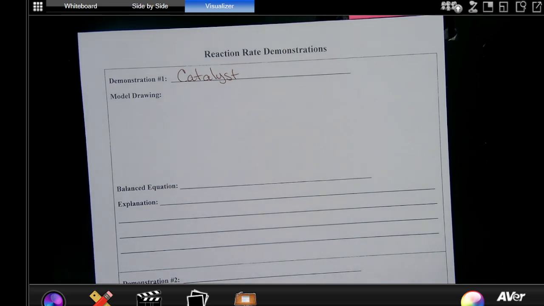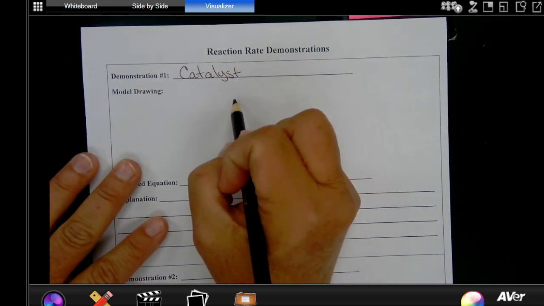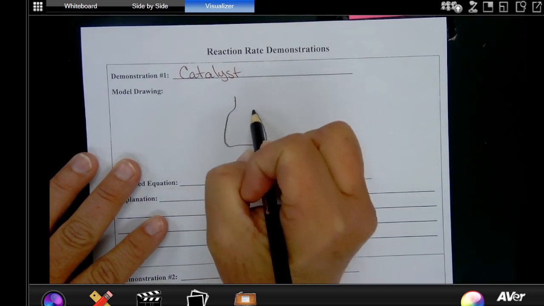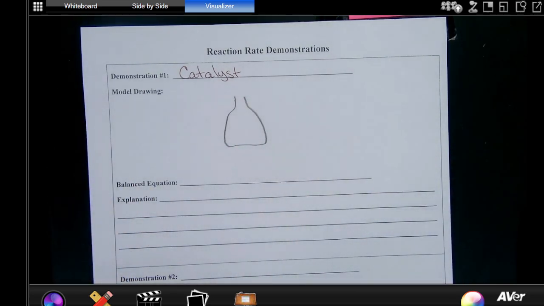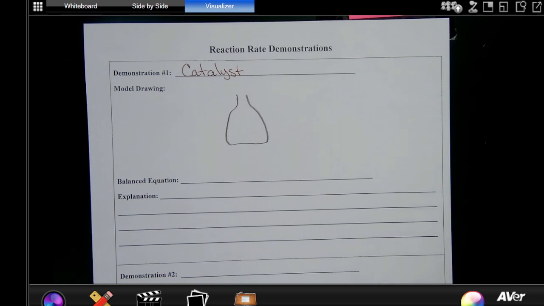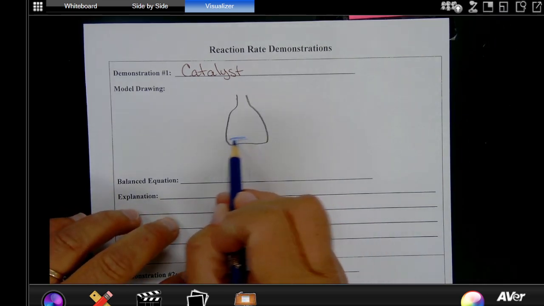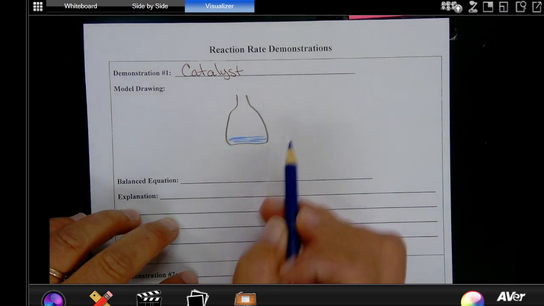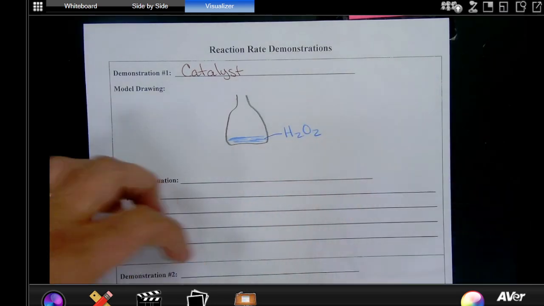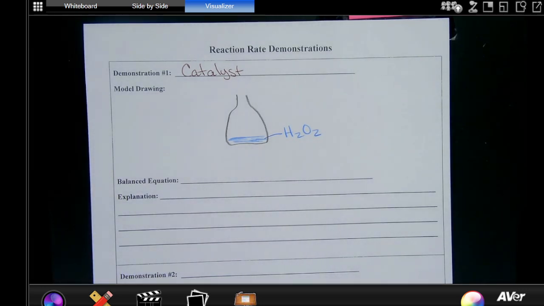So you've got a flask. Okay, you have your Erlenmeyer flask. Do your best to draw it. I'm not very good, so you don't have to do it beautifully. Okay, and then we're going to draw that we've got just a liquid in here. I'm going to draw it blue because it's easier, but we've got some hydrogen peroxide in there. Okay, and that's all that's in there.